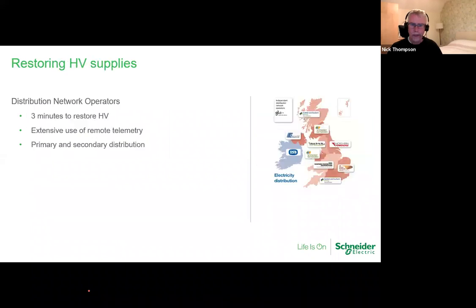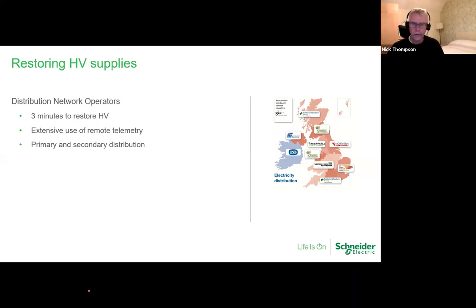Now, when we look at the DNOs in the UK, they're under Ofgem's jurisdiction, and they've got 3 minutes, and they call it the golden 3 minutes, to restore the HV if it goes out. The LV, I don't know what the requirements are there, and they don't have remote monitoring of LV yet. That's probably going to be the next big investment over the coming years to make the LV network a little bit more manageable and a lot smarter.